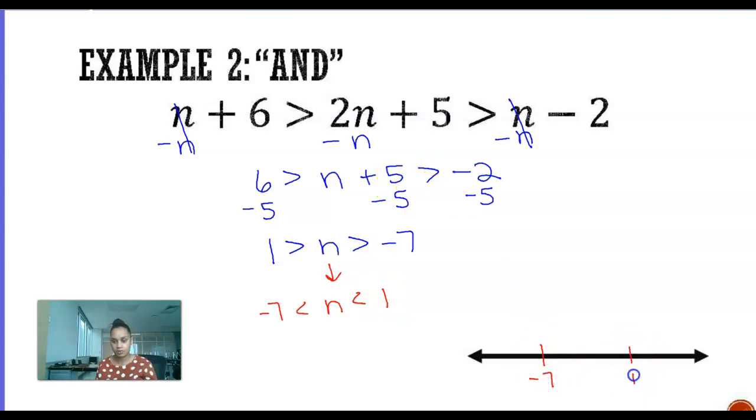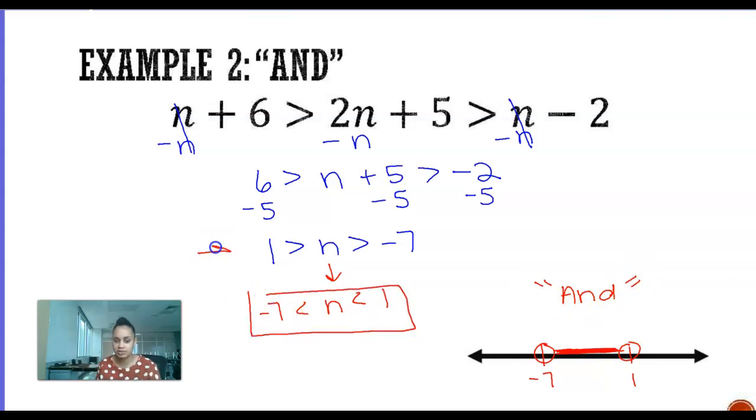-7, 1. I put my numbers on the number line. I have to decide if it's open or closed circle. Open, open, and see, look, n is less than 1, so I'm going to shade this way. But going in reverse, the n is bigger than -7. So again, this is how it looks, shaded in the middle. So this is your solution.